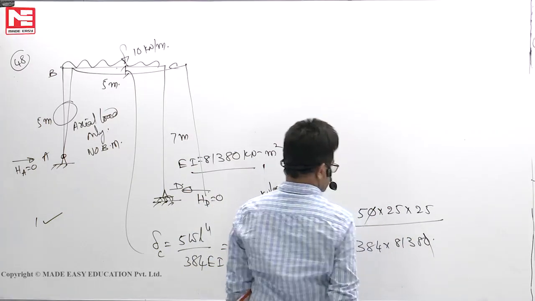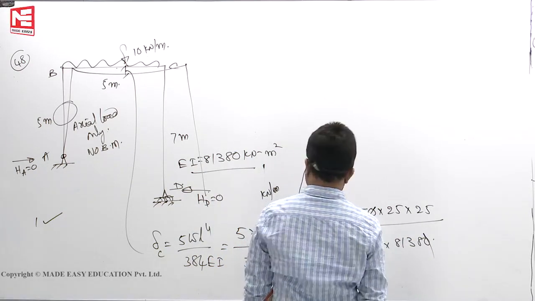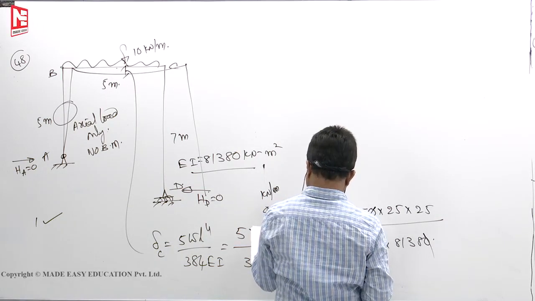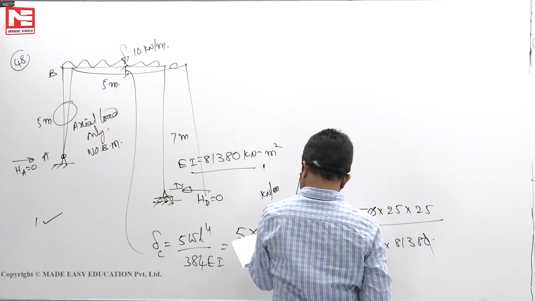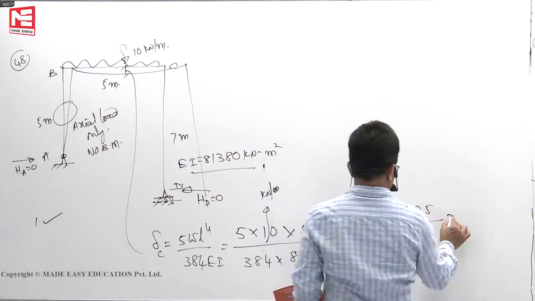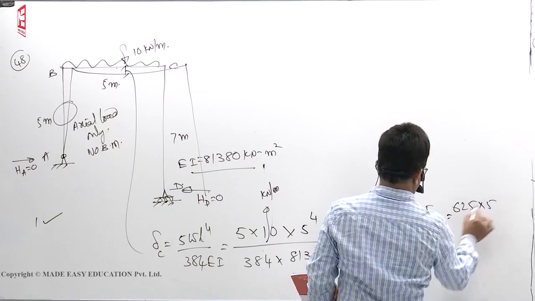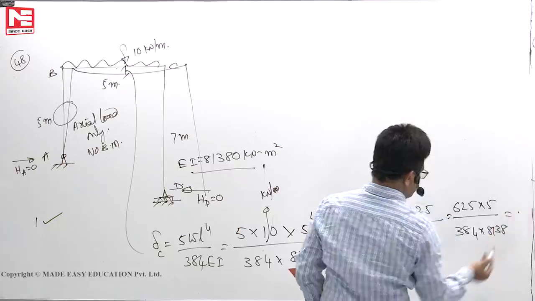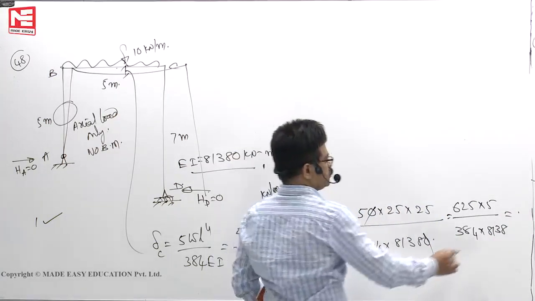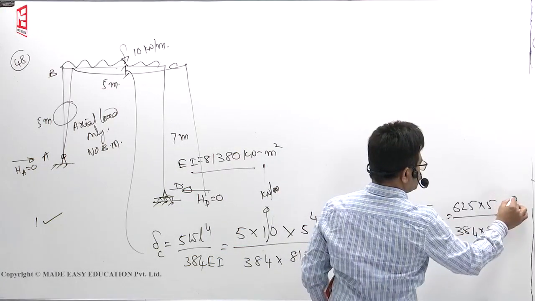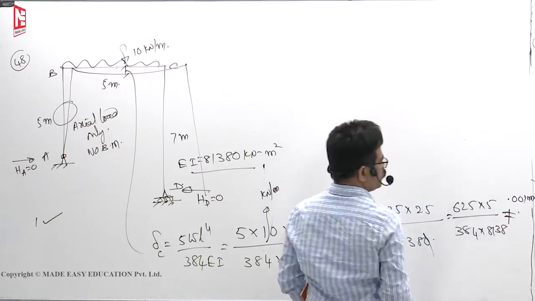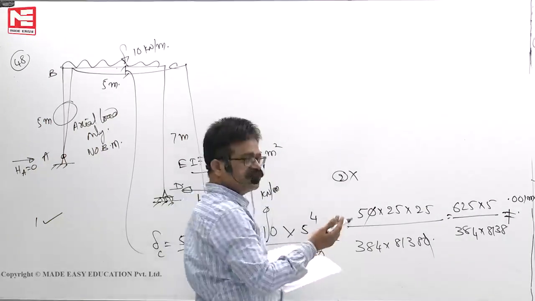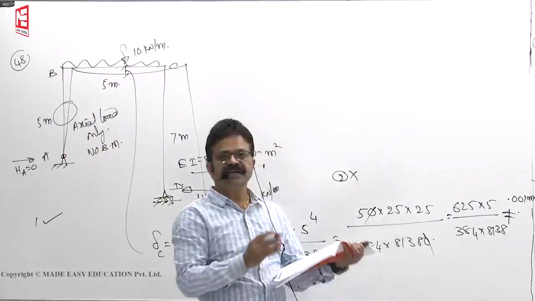Zero zero cancels out. Beam BC is 1 mm. See here, 625 into 5 by 384 into 8138. Will it be coming to 1? So it is not equal to 0.001 meter. So the second statement is wrong. You don't have to calculate whether it is 1 or not, you just have to see that.